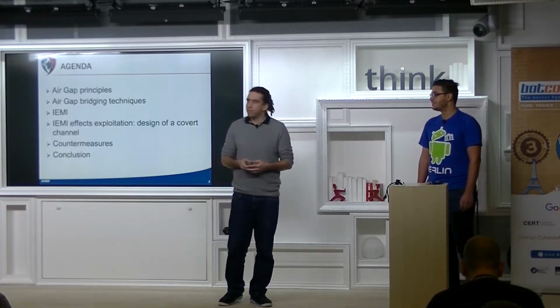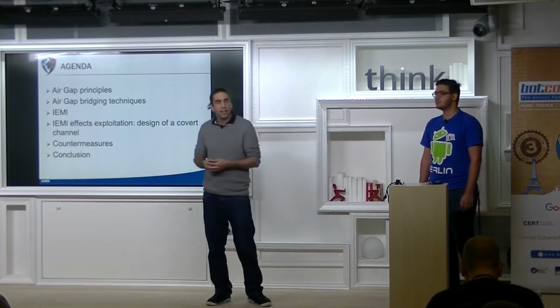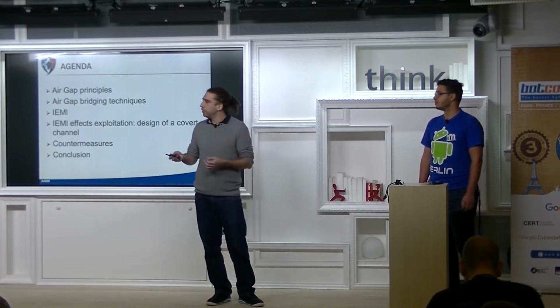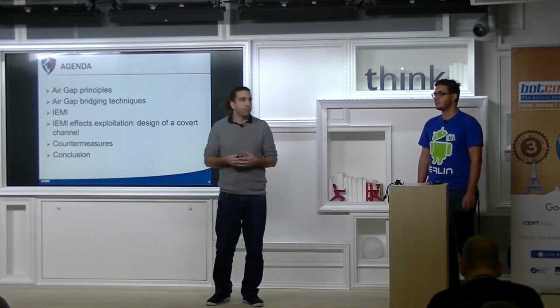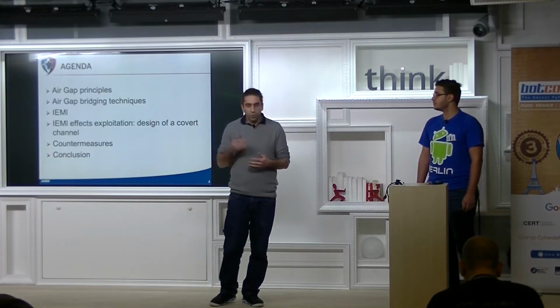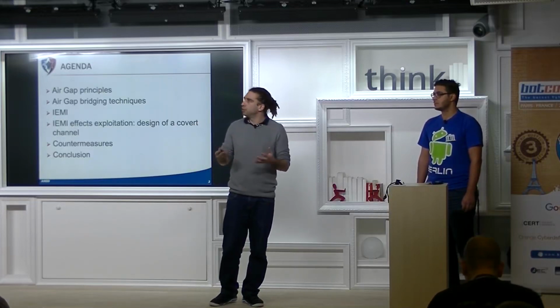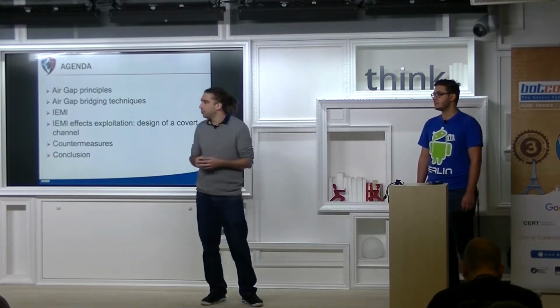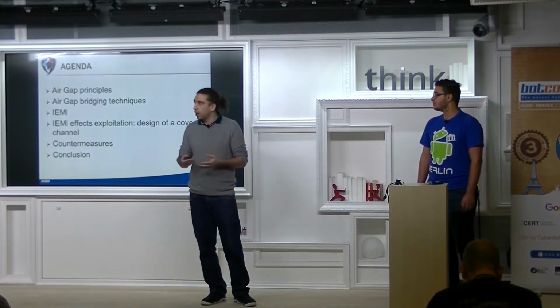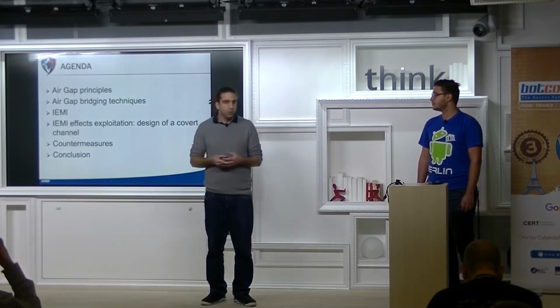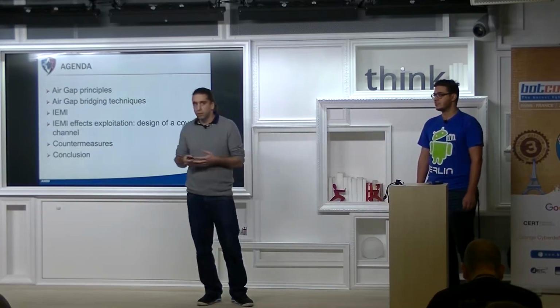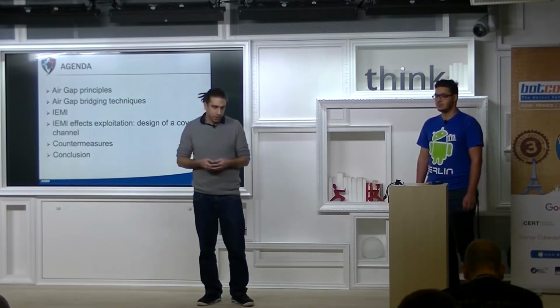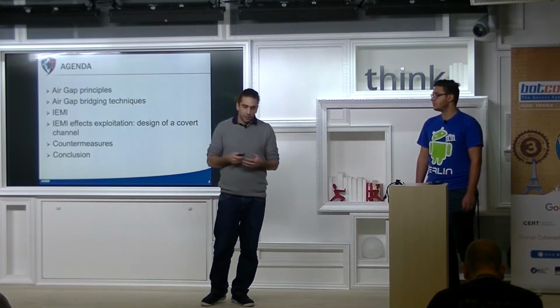So the agenda for today: we will present what is an air gap, and then we will propose a brief overview of recent state-of-the-art techniques for bypassing air gaps. Then we will introduce intentional electromagnetic interferences, and we will show you how we use this to design a new inbound covert channel to send information to an air-gapped computer. And then we will try to give you some recommendations and a short conclusion.